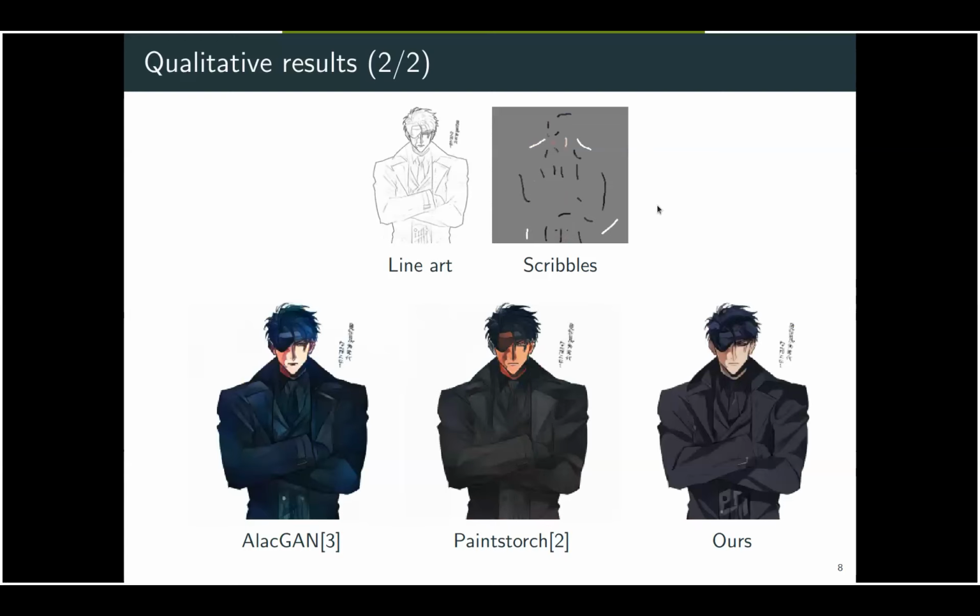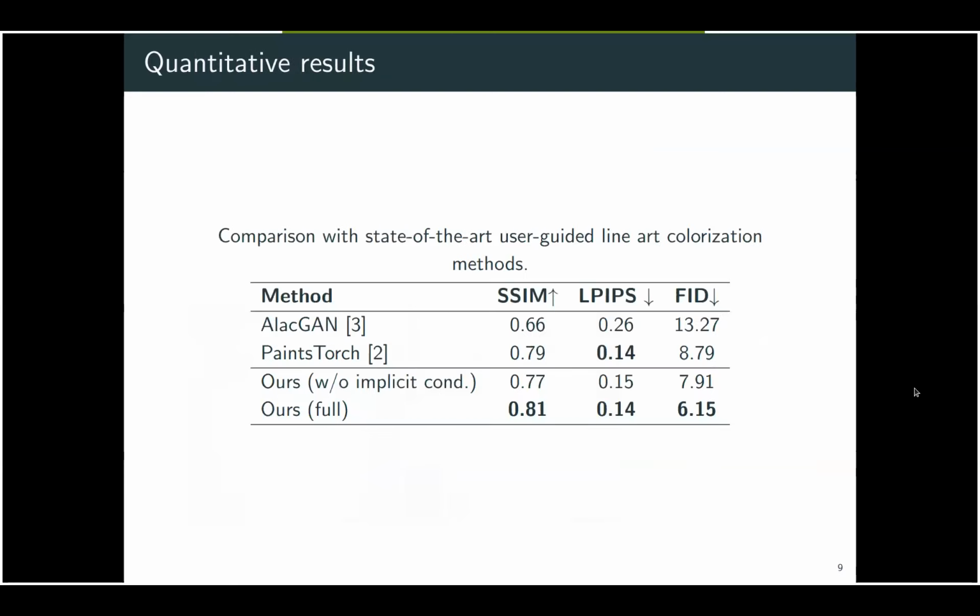These are other results, same as before. We input the line art and the scribbles, and our method produces more consistent color tones in black, generating shadows well placed across the liner, which translates into a more appealing visual colorization in comparison with the two other methods. We also present some quantitative results. We compare with three different metrics: SSIM, LPIPS, and FID. Our results outperform both methods in the first and the third, SSIM and FID. And in terms of LPIPS, it surpassed ALACGAN, but it achieved comparable results with PaintsTorch.